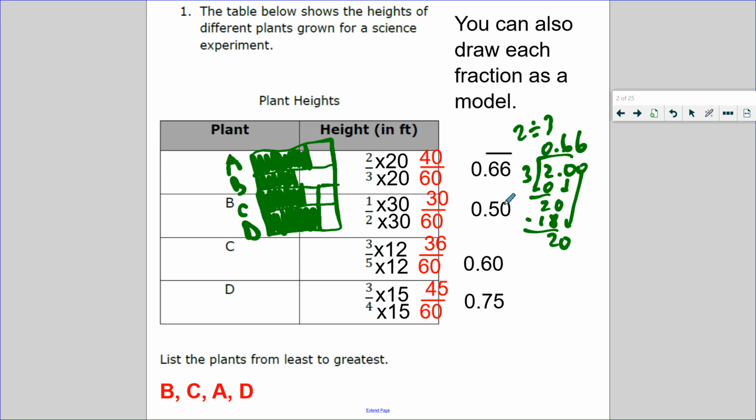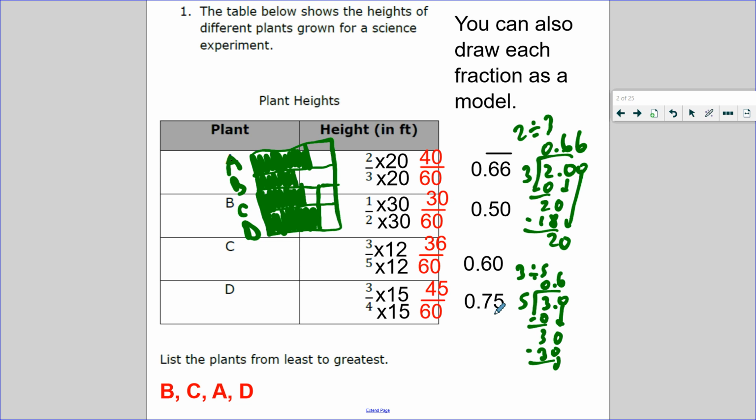Half is 50 hundredths. 3/5, how do you say that as a division problem? 3 divided by 5. Can 5 go in 3? 0 times. How do I get rid of this remainder? Annex a 0, and 5 goes in 30 six times. So 0 and 6/10. But we want to be in the hundredths place to match up with the rest, so you annex a 0, 60 hundredths. Then 3/4 is 75 hundredths. So that's the reason why least to greatest is 50, 60, 66, and 75.